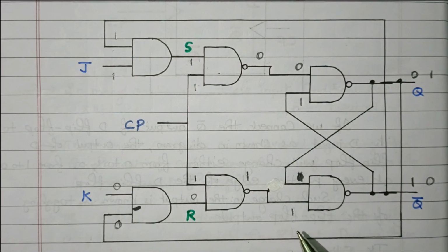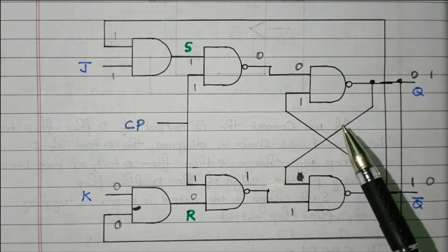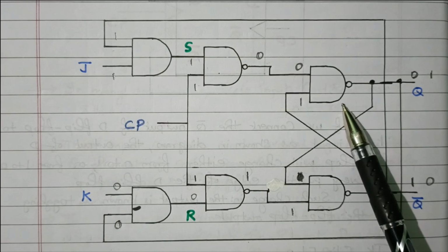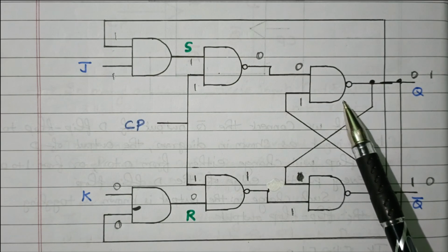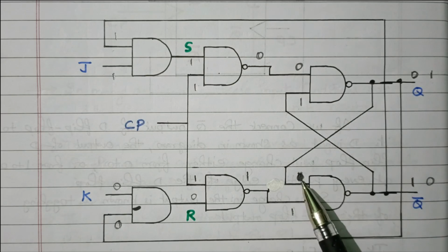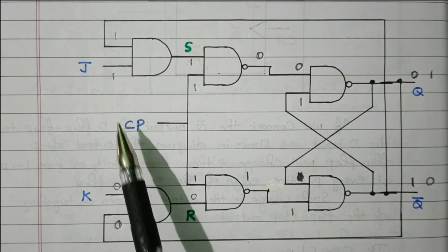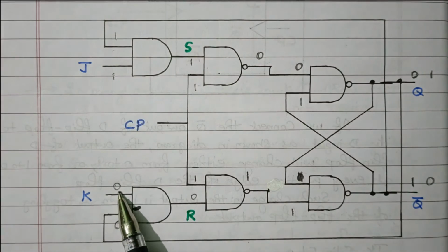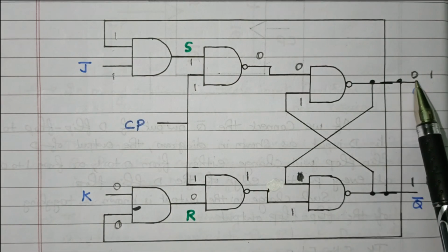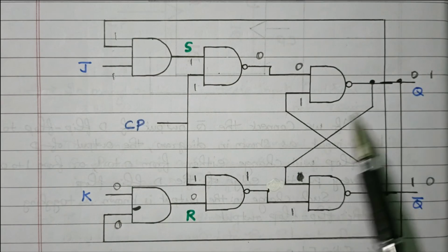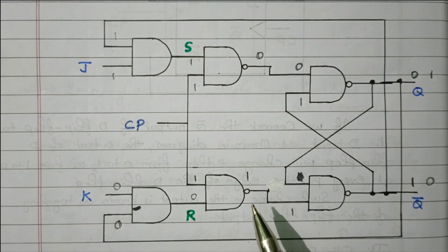So from the truth table we can decide. There are 8 combinations available. For 4 combinations we have to consider the output from the top NAND gate, which is then applied to the bottom. For the next 4 combinations it is reversed, right? So now we'll verify the output also. For J equal to 1, K equal to 0, the state changes from 0 to 1. We verified this with the entire logic diagram.